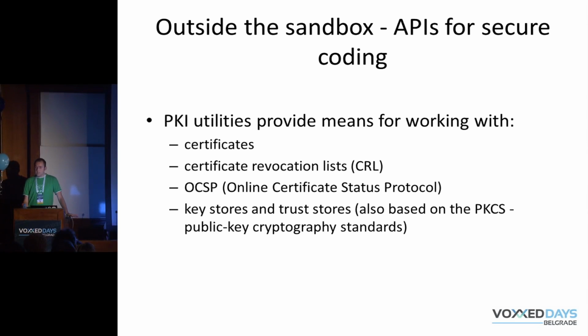The PKI utilities allow you to deal with security certificates, to create certificate revocation lists, and so on and so forth. So just as a brief recap, certificate revocation lists allow you to check whether a certificate is still valid and it's not been stolen, for example. So they can actually revoke a certificate if it's not valid.